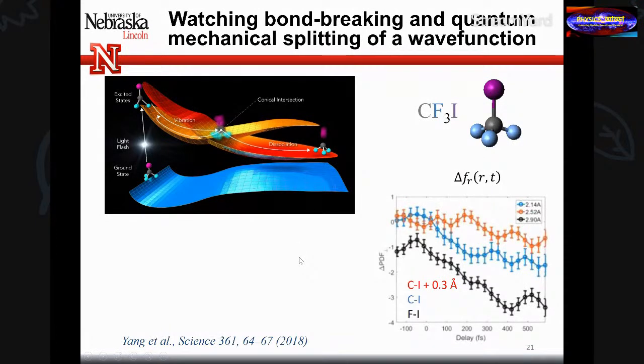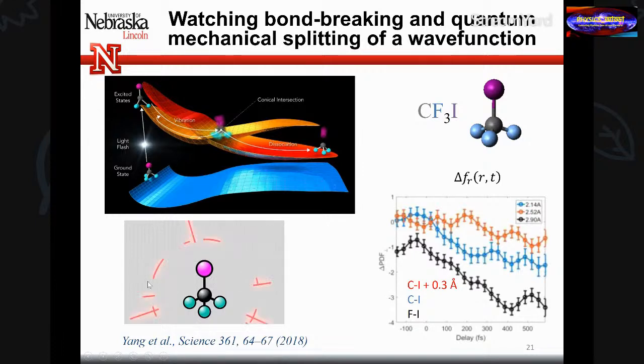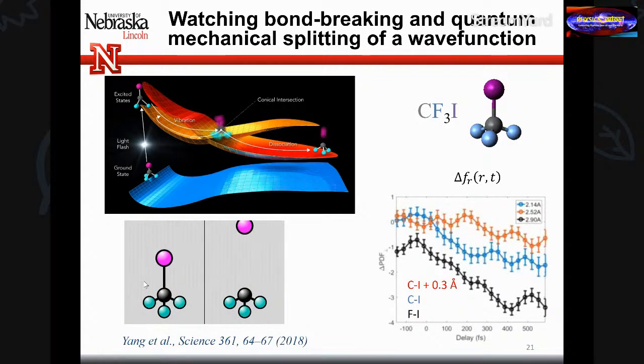And so basically, to give you a cartoon picture of what we see: you start with the state, and after you excite it, the bond length increases, and then the wave packet splits in two. One fraction of the wave packet continues to bond breaking, and the other is in a bound state where the bond doesn't break. So you create this superposition state where the bond is broken and not broken at the same time. And again, we can see this clearly in these oscillations in the diffraction signal at specific distances.